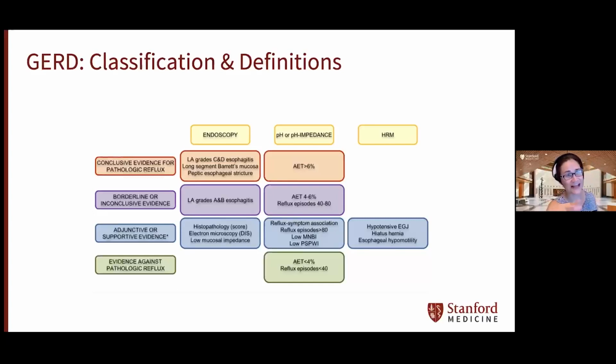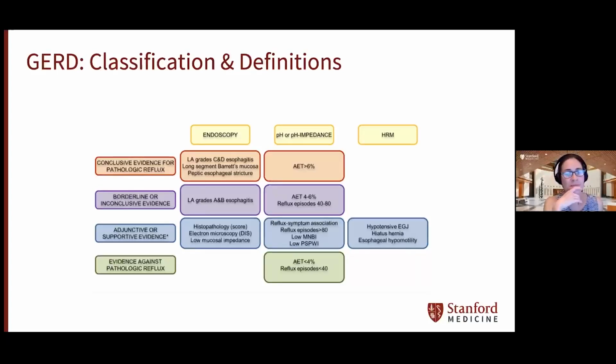Borderline evidence is LA grade A or B esophagitis, because we know that these are very subjective visual inspection findings, or acid exposure between 4 and 6%. Again, going back to that original slide, less than 4% is normal. So if you're in that 4 to 6%, it's borderline, or an increased number of reflux episodes. So these are borderline places. So you get these test results and you say, do they have reflux or not? And that's when you look to these adjunctive blue boxes to help you decide yes or no.